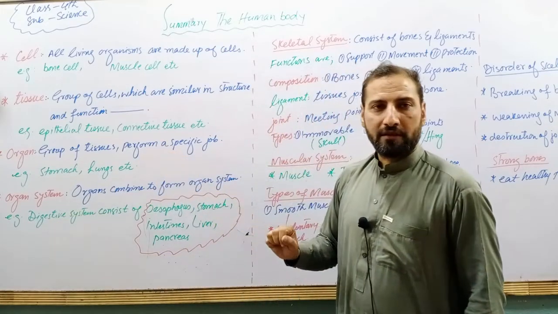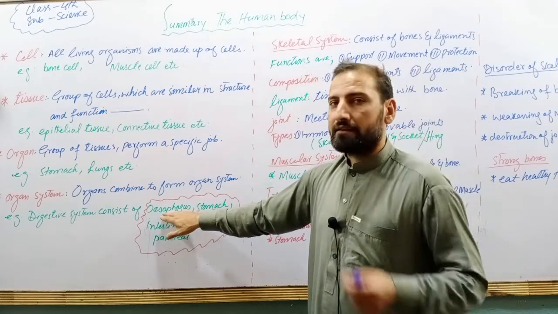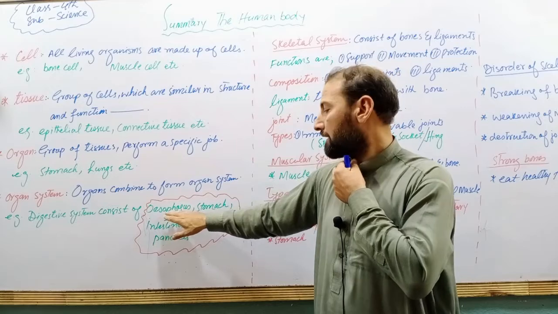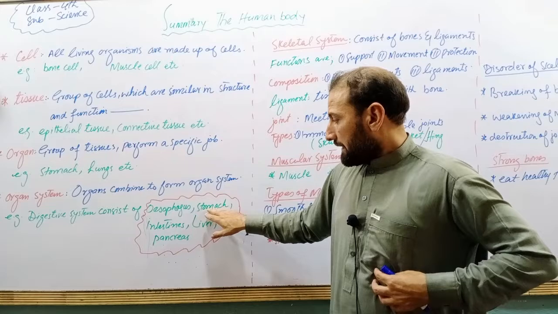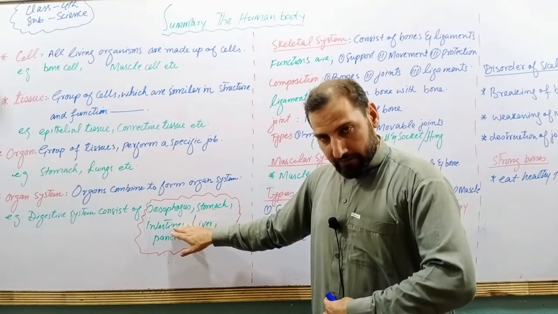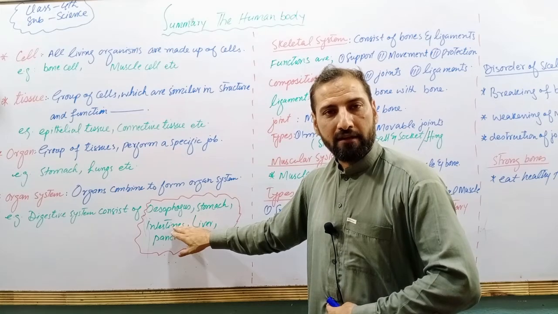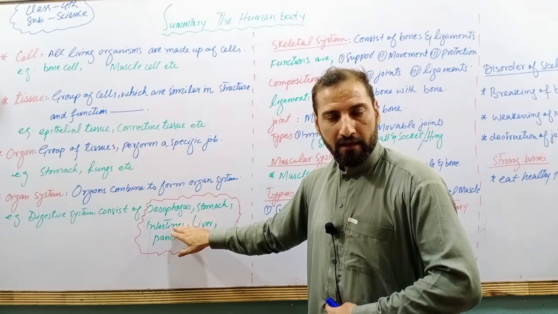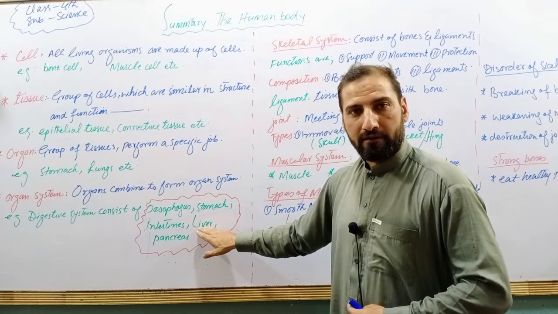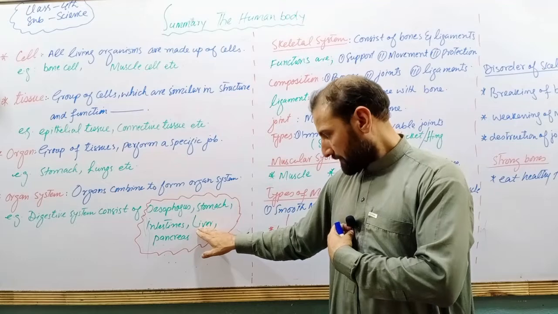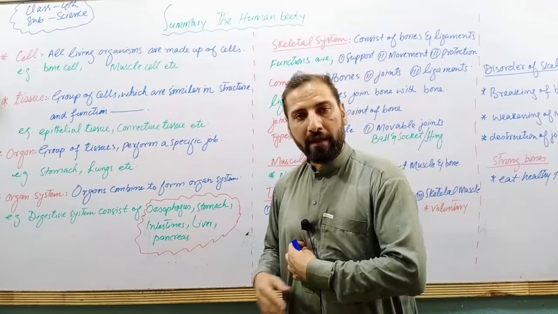Now the digestive system consists of different organs. The organs are the esophagus, our food pipe. Next one is the stomach. The stomach is present here. Intestines. Below the stomach there are intestines, two kinds: small intestine and large intestine. And the next organ is the liver. Liver is present here. This region is the liver, and the last one is the pancreas.